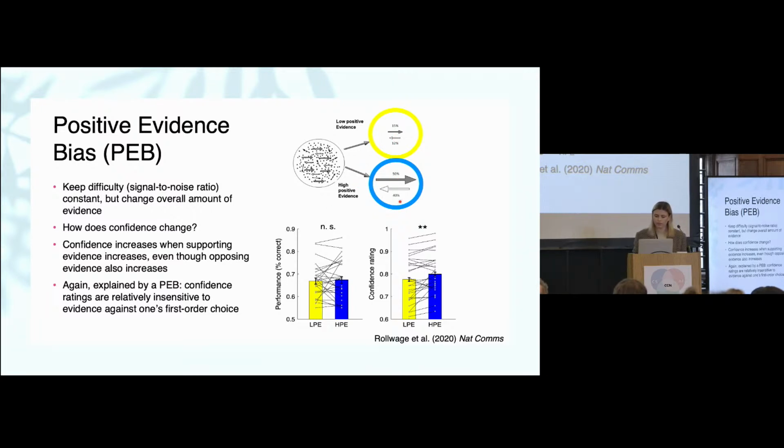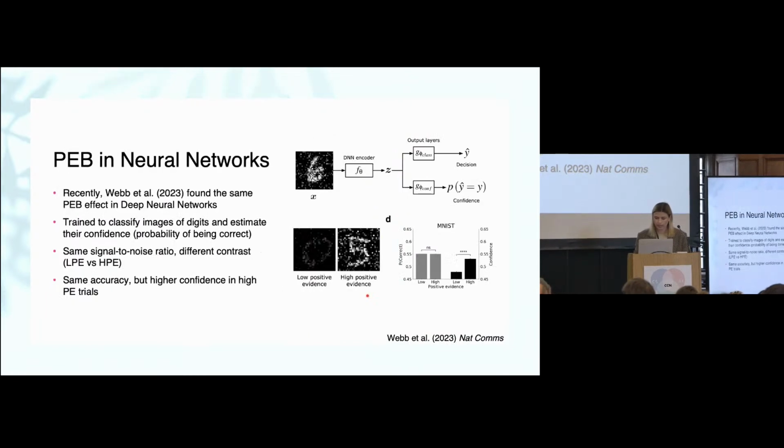And what they found is that despite no difference in the accuracy, participants were significantly more confident in high positive evidence conditions. So it looks like we can drive somebody's confidence up by increasing positive evidence, even if we don't increase their accuracy. And this again suggests that indeed confidence estimates are relatively insensitive to evidence against first-order decisions. And then quite recently, Webb and colleagues 2023 found the same effect using deep neural networks.